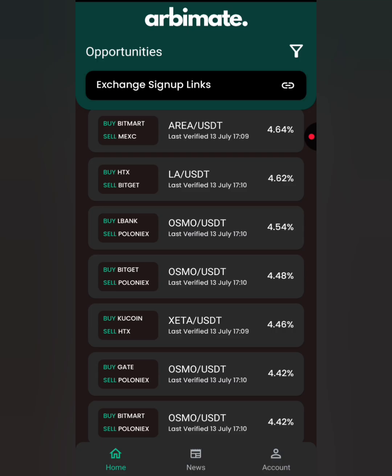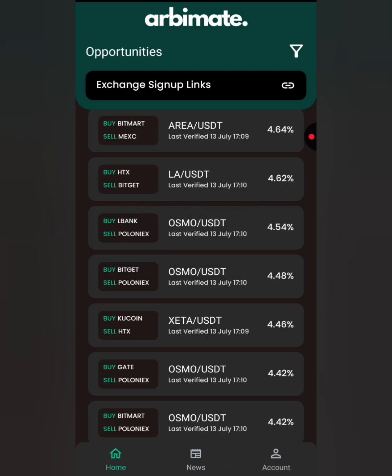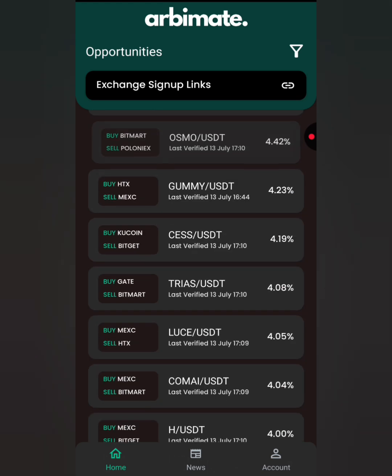Okay, now note that if you want to dive into arbitrage, make sure you have a very good amount of spot trading experience before you dive into it. Okay, but if you've been trading spot markets for a long time, with the explanations I've made right now, you should be able to understand how this particular app works. And if you check it out and you see a very good arbitrage opportunity, you should be able to take advantage of it to make some money for yourself.